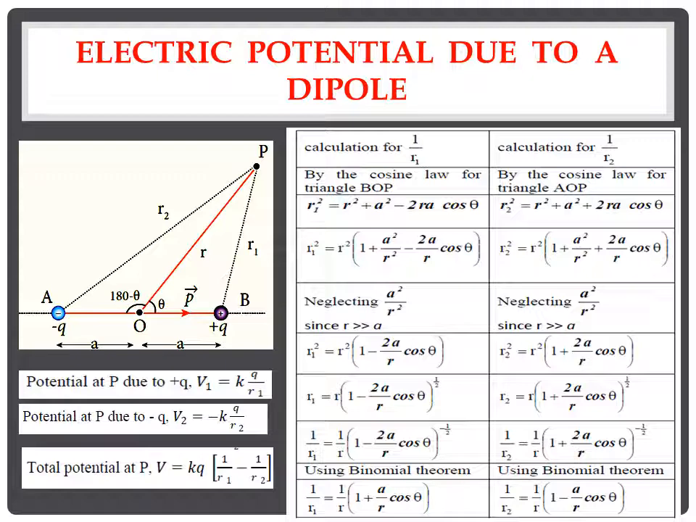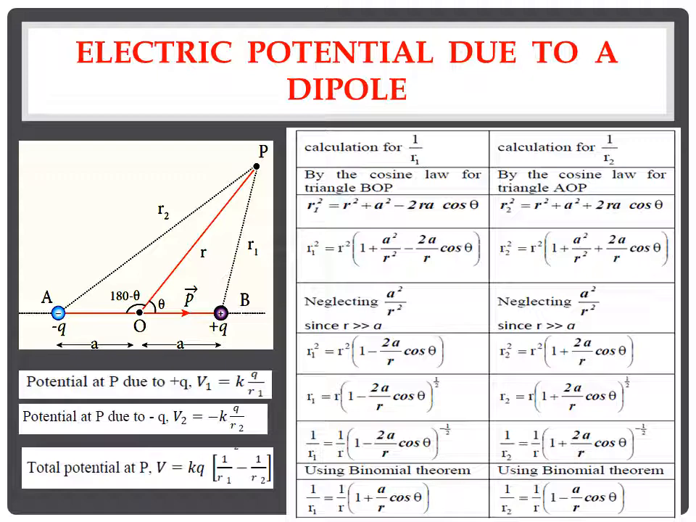Now I actually need 1 by r1, so I am going to take r1. If I take the root of it, I get r into 1 minus 2a by r cos theta to the power of half. Root can be represented as to the power of half. Taking the reciprocal, 1 by r1 is equal to 1 by r into 1 minus 2a by r cos theta to the power of minus half. Now I am applying the binomial theorem here. When I apply the binomial theorem, I get 1 by r1 is equal to 1 by r into 1 plus a by r cos theta.